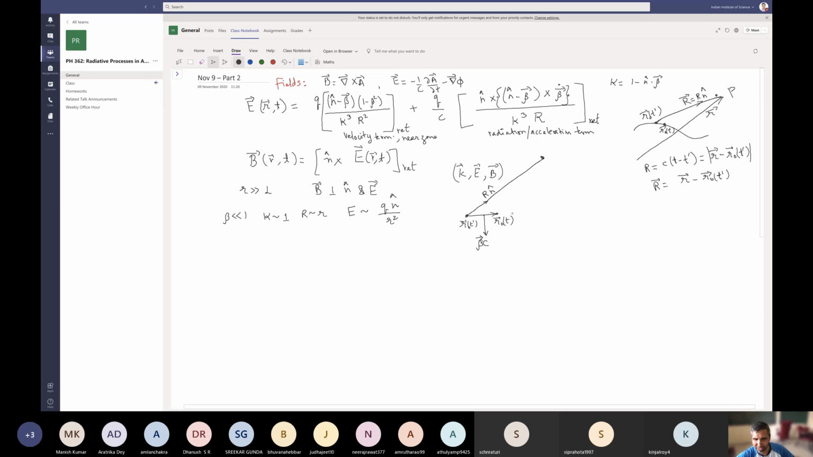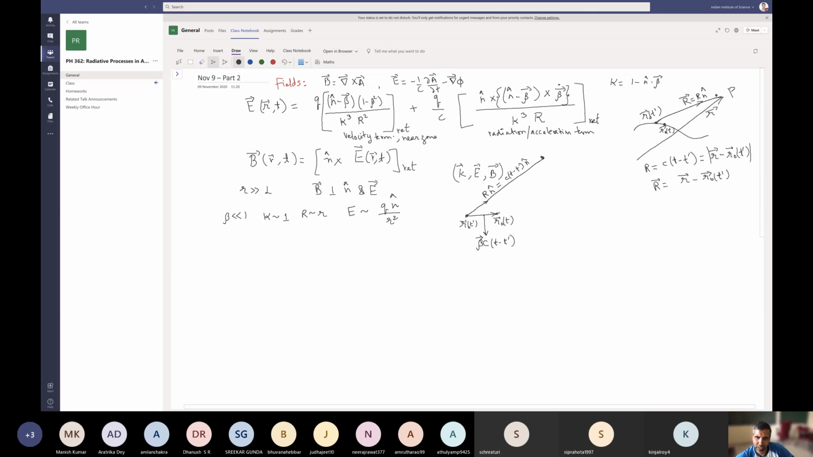Beta is a vector. So let's just consider a straight line motion for now at constant speed. So the acceleration term is 0. Beta dot is 0. So this is t minus t prime. All right, so this is the distance traveled in this time. What is r? R here is nothing but c times t minus t prime. So this is equal to c t minus t prime n hat, right?